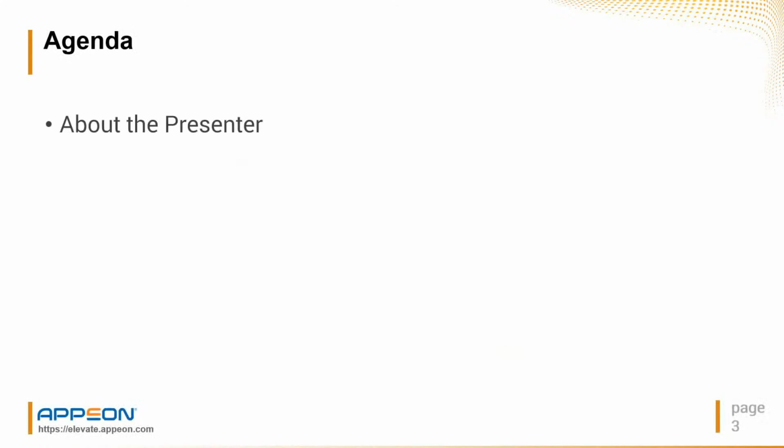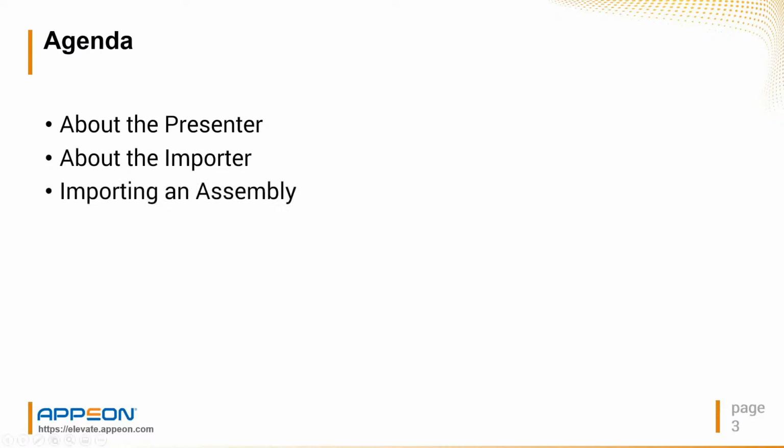Let's look at the agenda. I'm going to talk about myself for a little bit, just in case you may not be familiar with who I am. Then I'm going to talk about the importer. We'll actually go through the process of how you import an assembly. We'll talk about the CSharp assembly class, which is the main class that's used internally to the generated objects to handle the .NET assembly import.